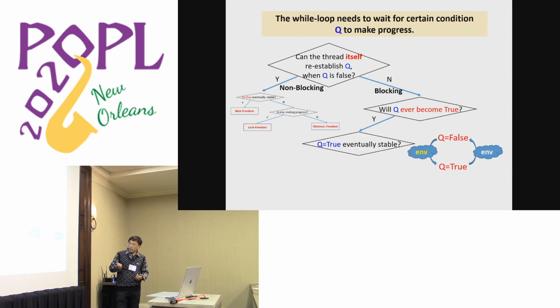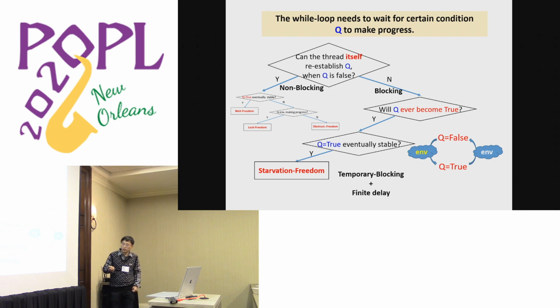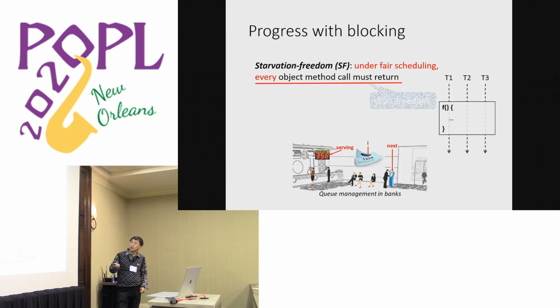So in different cases, for the ticket lock, it guarantees that eventually Q will be true. Each thread will get the lock. So then it guarantees the algorithm to be starvation free. So it says there's only temporary blocking and only finite delay here. And if Q could be false an infinite number of times. Okay, so this is the definition of starvation freedom.